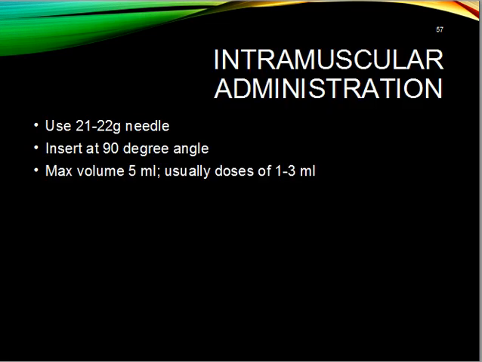Intramuscular administration: use a 21 to 22 gauge needle. Insert at a 90-degree angle. Max volume is 5 ml. Usually doses, though, are 1 to 3.